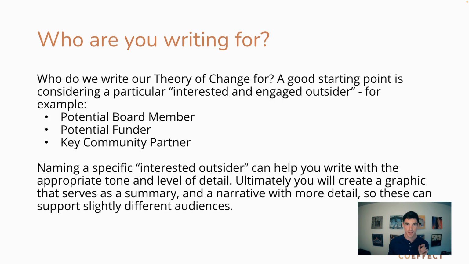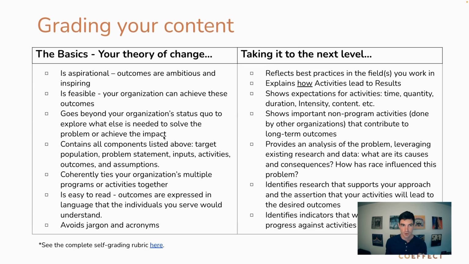So I've got a few resources that I'll be sharing with you after this. I've got a rubric, a grading-your-theory-of-change rubric. And I think that these things on the left are really the basics. When you're creating your theory of change, you want to be aspirational. You want to be feasible. You want to go beyond your current status quo. You want to address all the components a good theory of change has. You want it to be coherent, easy to read, and avoiding jargon. So that's kind of the baseline.